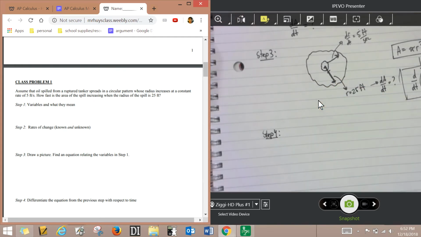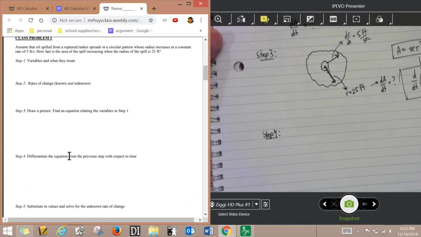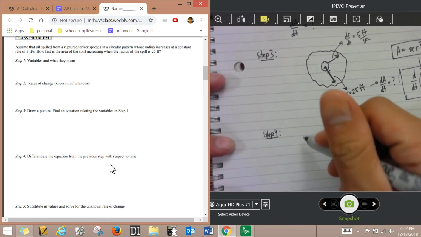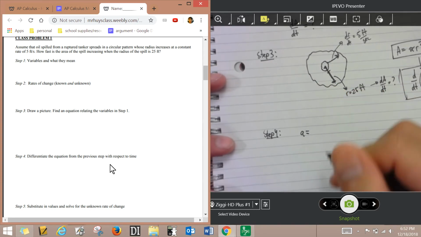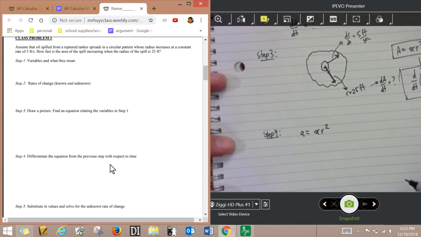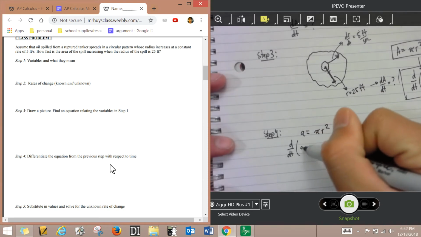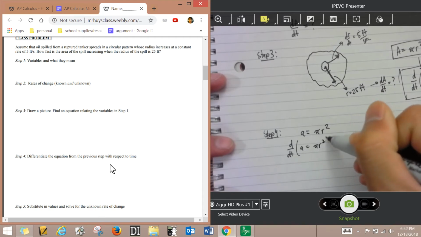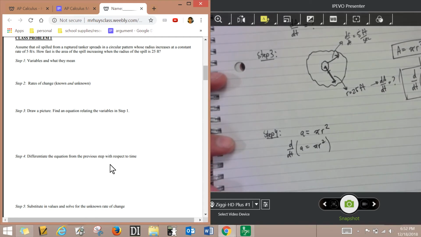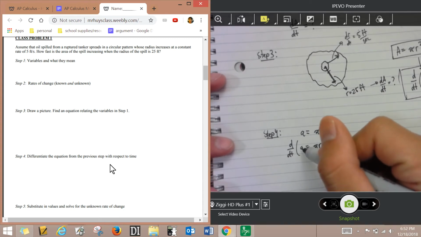Step 4: differentiate the equation from the previous step. The actual equation we're differentiating is A equals pi r squared. I'm going to take the derivative of that with respect to time, and let's do implicit differentiation. So the derivative of A would simply be 1, but then you have to take the derivative implicitly.